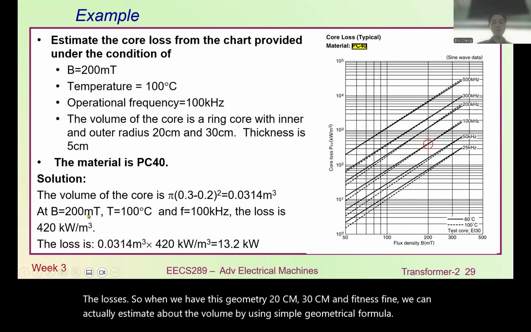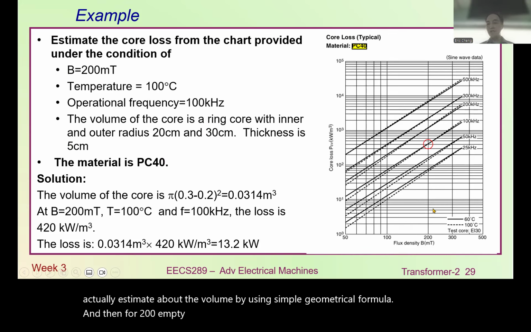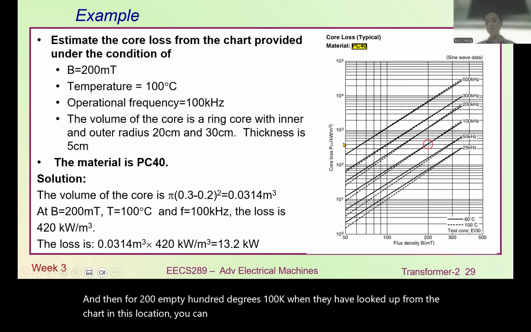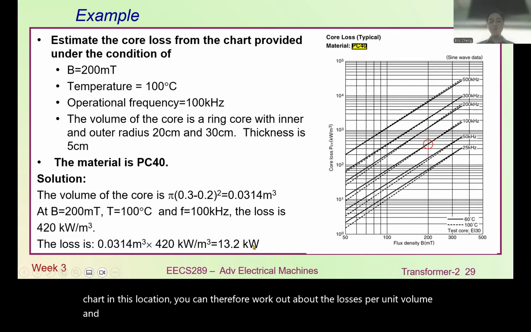And then for 200 mT, 100 degrees C, 100K, we can therefore look up from the chart in this location. We can therefore work out about the losses per unit volume. And then we multiply by volume, which gives us the losses. So we all use this method.